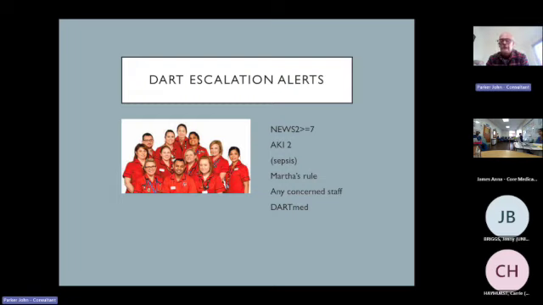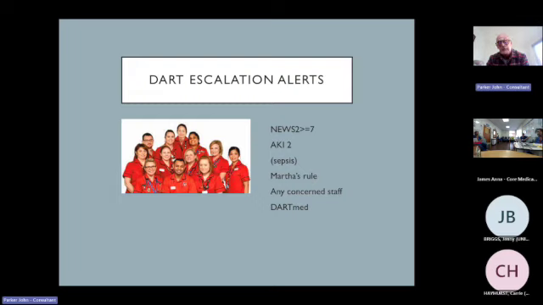As I said, they get calls. They have a direct phone line that concerned patients and families can phone directly, relating to Martha's Rule. Any concerned staff can obviously contact them by phone or bleep. And as a link in another direction, we have DartMed, which is essentially a daily meeting with a consultant in intensive care who may also know about other patients who are deteriorating that have not come onto DART's radar, and direct them accordingly.